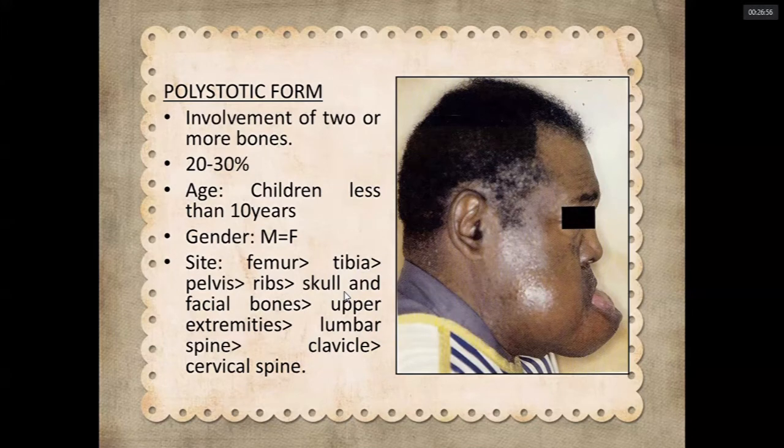Now coming towards the polystotic form, 20 to 30% of the cases are polystotic fibrous dysplasia. And in this, there is involvement of 2 or more bones. So in this clinical picture, you can see there is involvement of both the maxillary aspect as well as the mandible. The monostotic form usually occurs in the older age group, whereas this polystotic form occurs in children less than 10 years of age. And males and females both are equally affected.